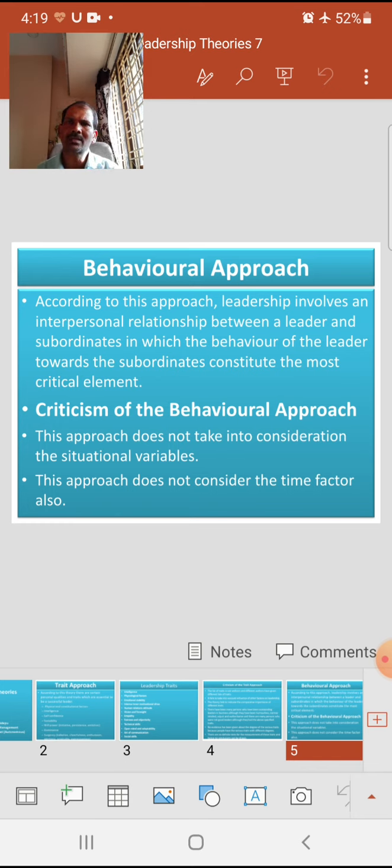This approach does not consider the time factor. A particular behavior or action of this leader may be effective at the point of time, while the same may be ineffective at some other point of time.